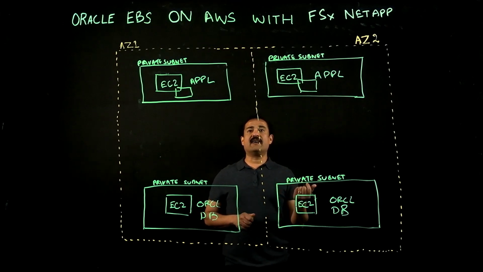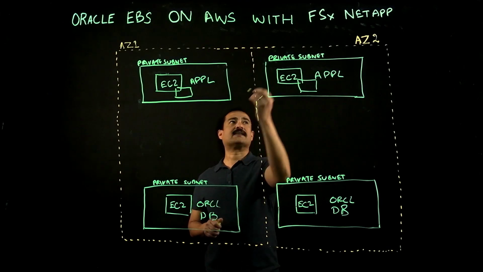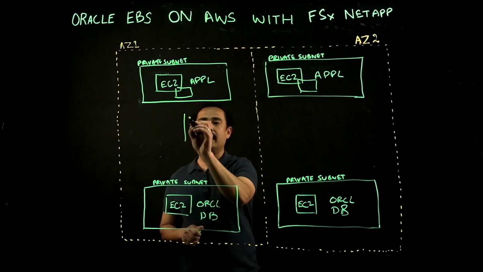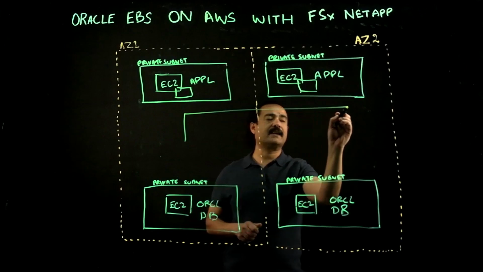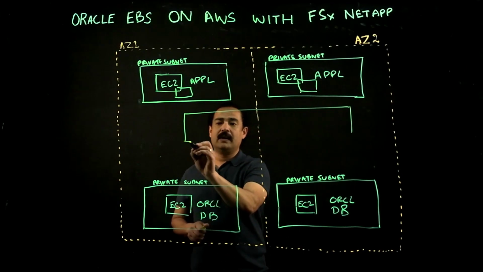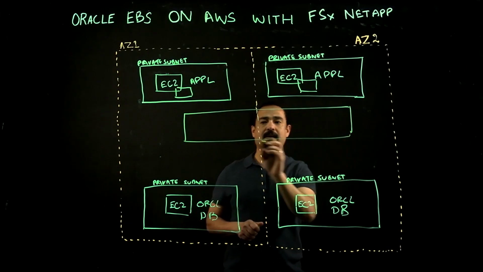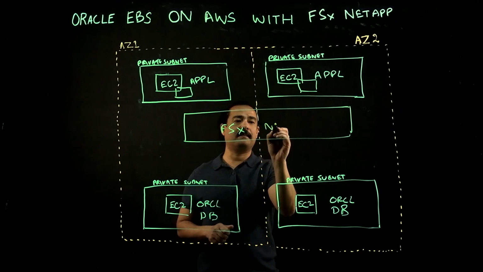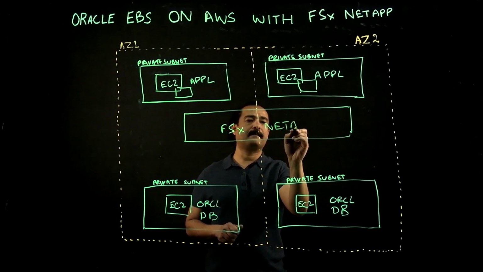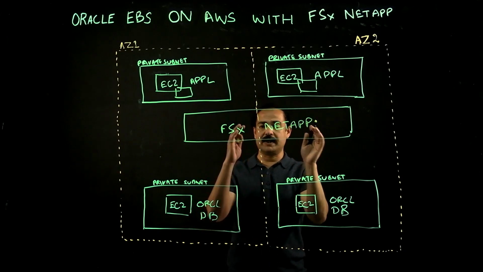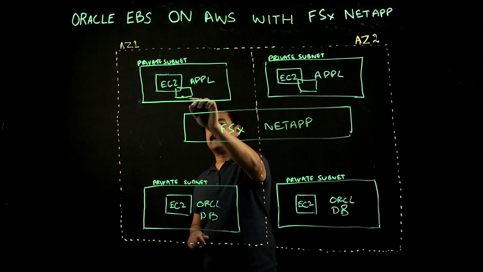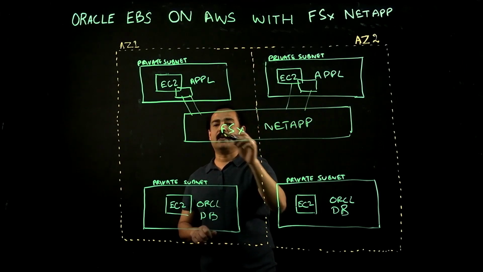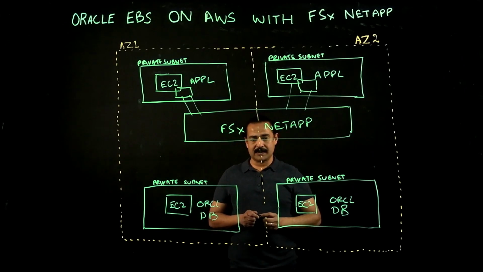So in that case, what we recommend is to have a shared file system with the FSx NetApp offering that we have. So you are going to have the FSx NetApp storage. This is the FSx NetApp shared storage that you have, and that can be mounted on all the EC2 servers that you are going to use while deploying this Oracle Applications EBS.